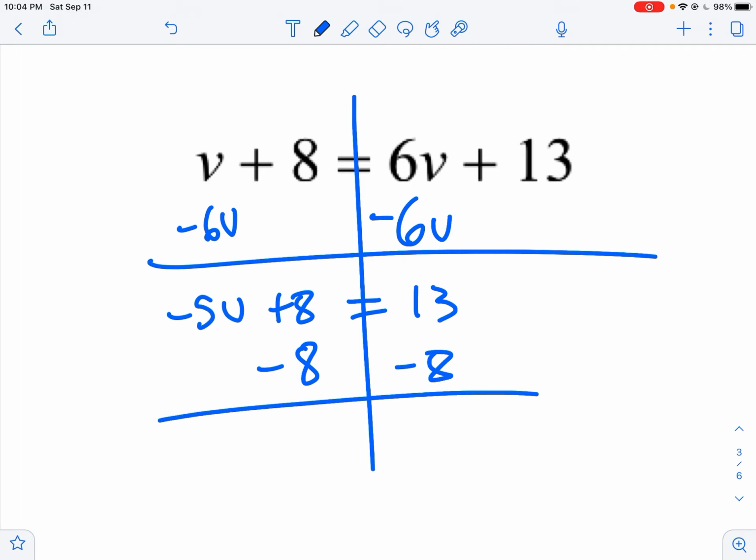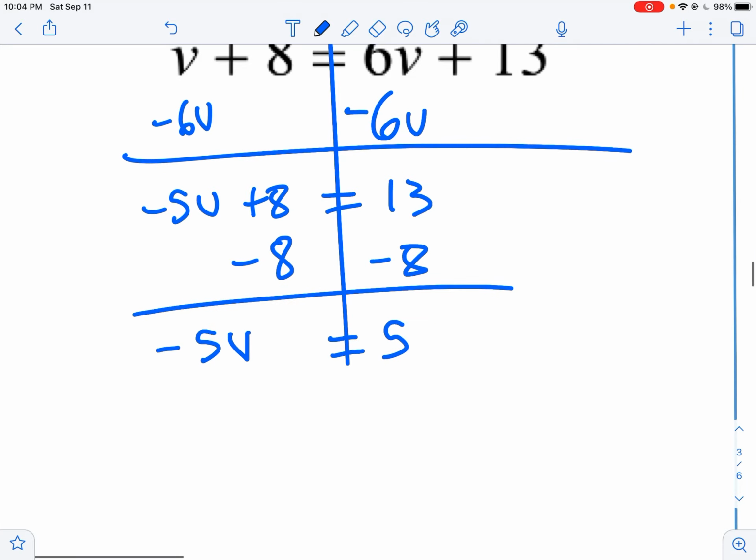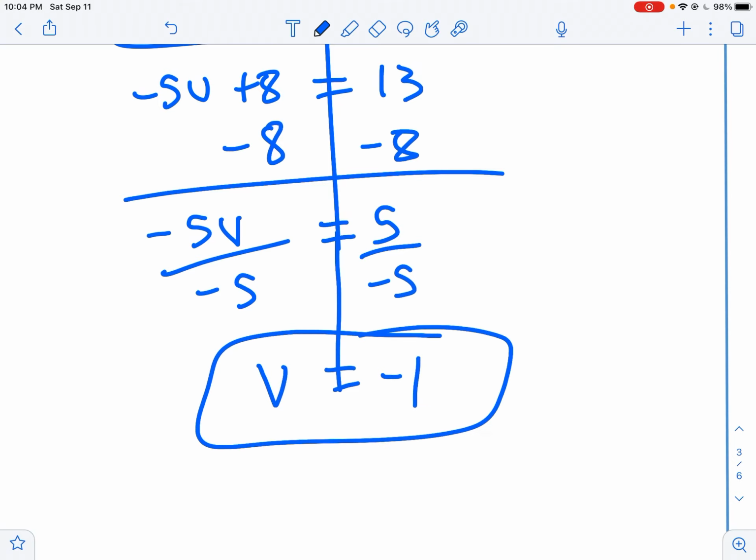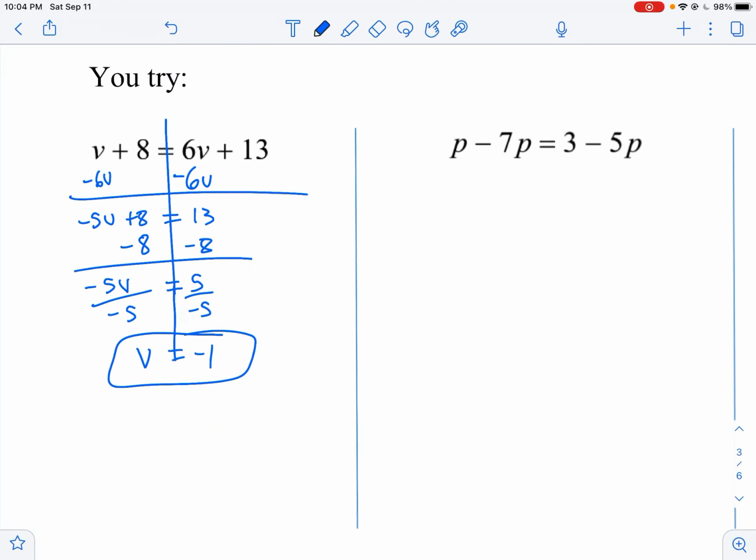Subtract 8 on the other side too. Now we got negative 5v equals, that's just 5. Nice. Now I need to get rid of this negative 5 in front of my v by dividing by it, because it is currently negative 5 times v, so you get rid of it by dividing by negative 5. And now we're looking at v is negative 1. Answer, v is negative 1.